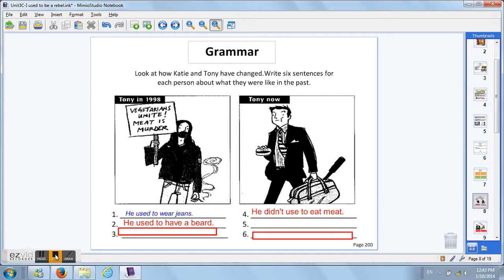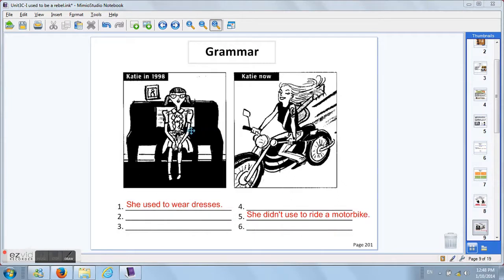Look how much Katie has changed. This is a picture of Katie in 1998. This is a picture of Katie now. In the past, she used to wear dresses. She didn't used to ride a motorbike. So please pause the tape and write 4 more sentences about what Katie was like in the past, using used to or didn't.